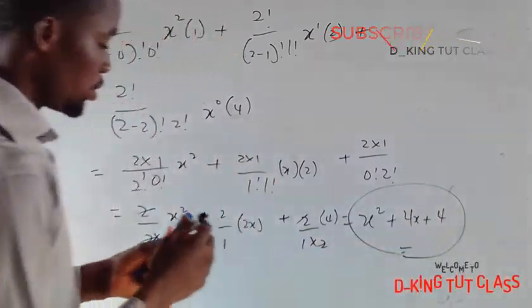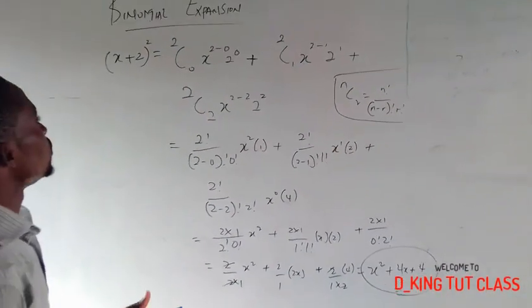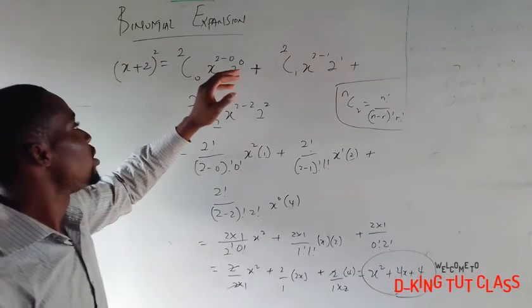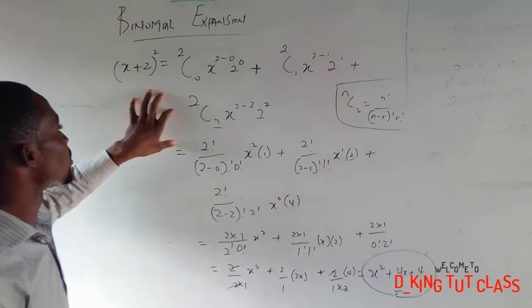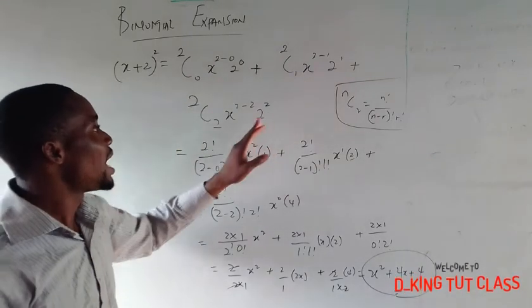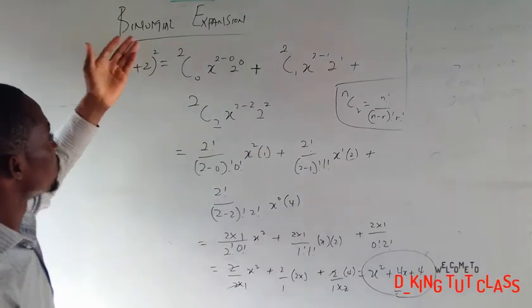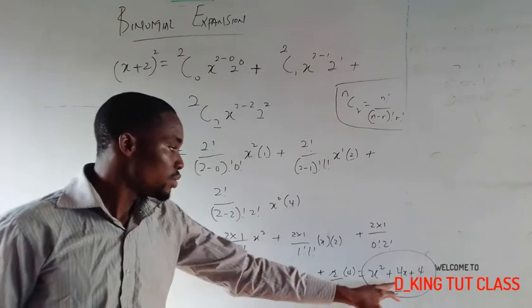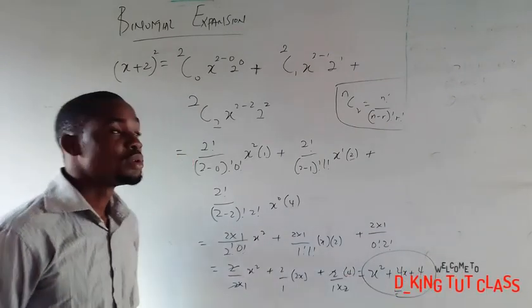On solving, the first thing I have to do is what? Is to apply the formula for binomial expansion, which is n combination r, a raised power n minus r, b raised power r, for each of them, by adding. So, after solving, I'm going to have what? My answer is x squared plus 4x plus 4.